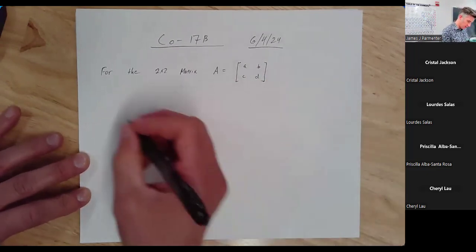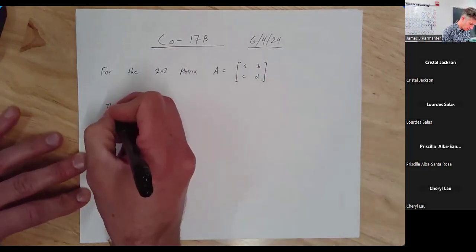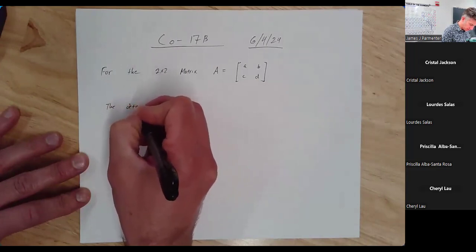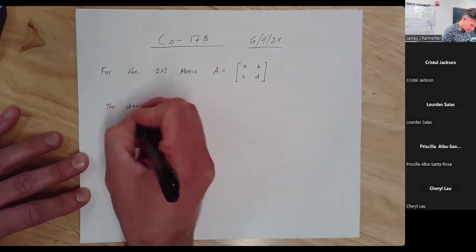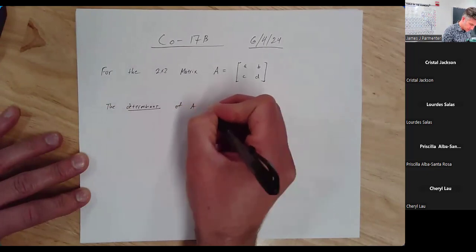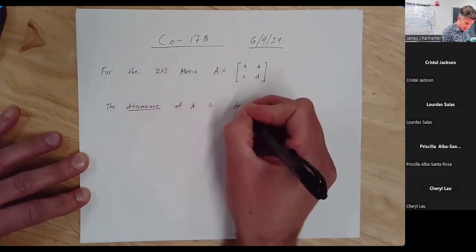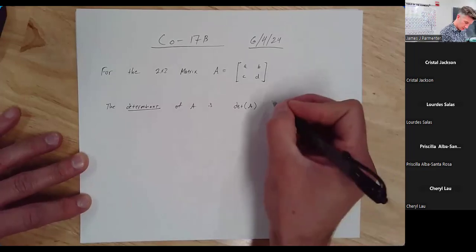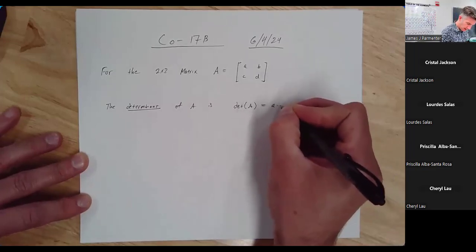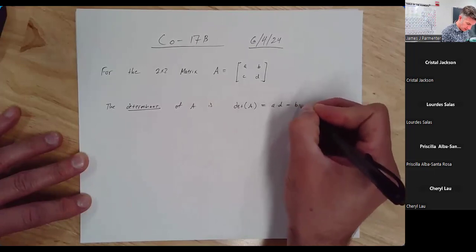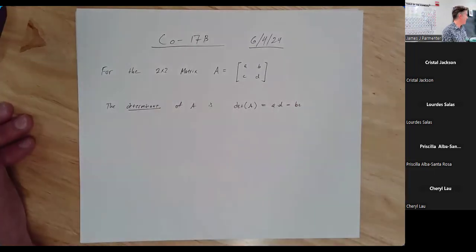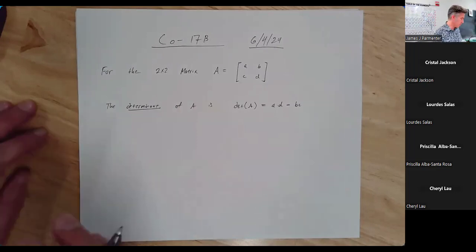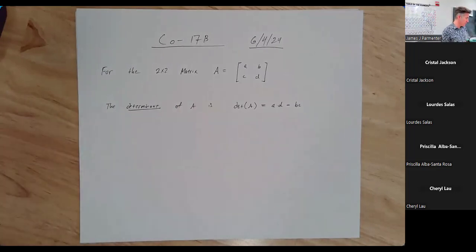Two things. Thing one, the determinant of A is written as det(A), and it's equal to the product of the diagonals minus the product of the off diagonals. So a times d minus b times c. For 3x3s, it's a little bit more complicated, but we'll do an example in a minute.